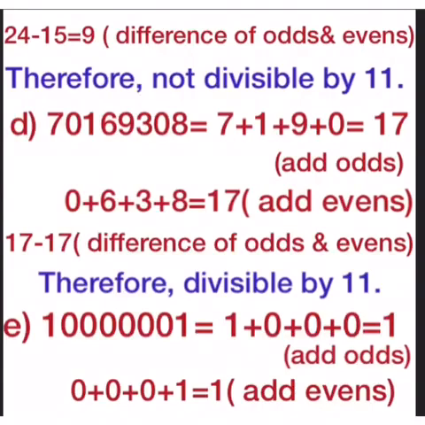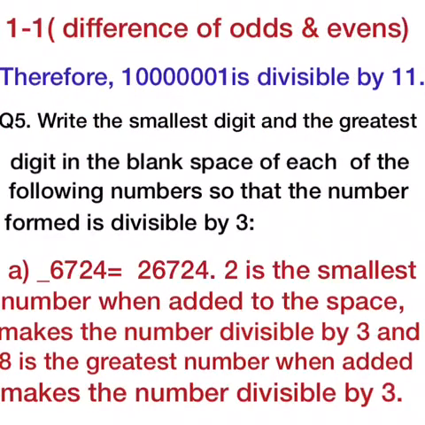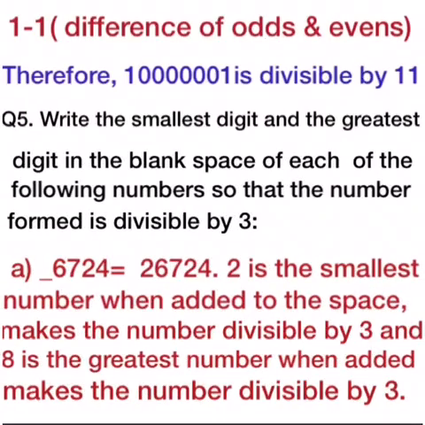Now children, the next number is 7,01,69,308. Here you can see when we add the odds we get 17, and when we add the evens we get 17. The difference of these odds and evens is 0. So children, this number is divisible by 11. Children, the next number is 1 crore 1. When we add the odds we get 1, and when we add the evens we get 1. So the difference of odds and evens is 0. Therefore 1 crore 1 is divisible by 11.